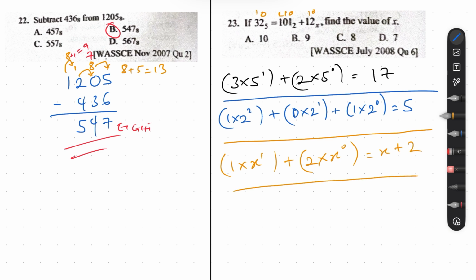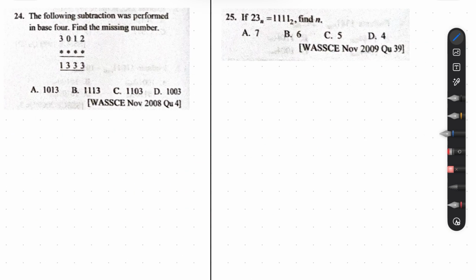So now we can equate this, equals this plus this. Okay, so we have 17 is equal to 5 plus x plus 2 plus 2. So we find x to be what? 10. And that is our answer. Do you have 10? Yes, which is A. Okay. All right. Let's move on to question number 24.